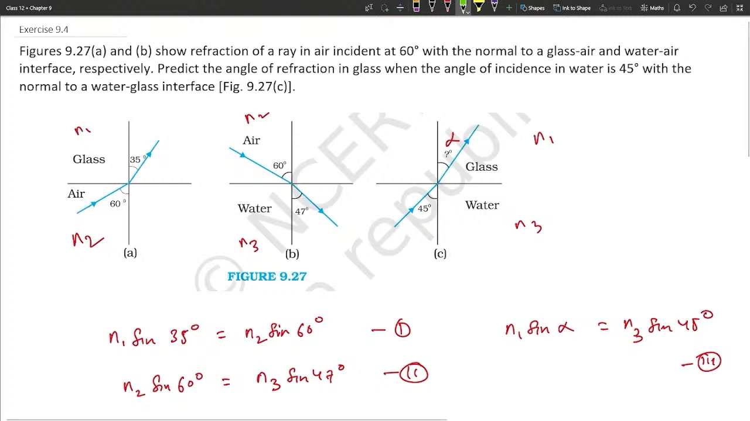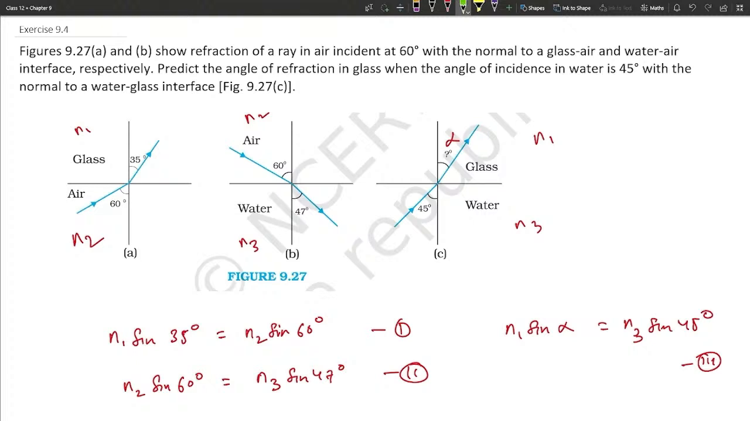The question says that the figure 9.27 A and B show refraction of a ray in the air incident at 60 degree with a normal to the glass-air and the water-air interface respectively. Predict the angle of refraction in glass when the angle of incidence in water is 45 degree with the normal to the water-glass interface. Now we have been given two cases, of air-glass interface and water-air interface, and we have to find out what is the angle of refraction in the glass-water interface when the ray is incident in the water and going to the glass media.